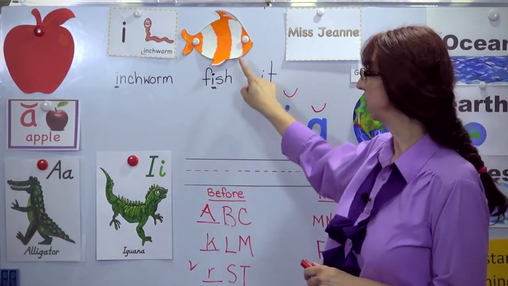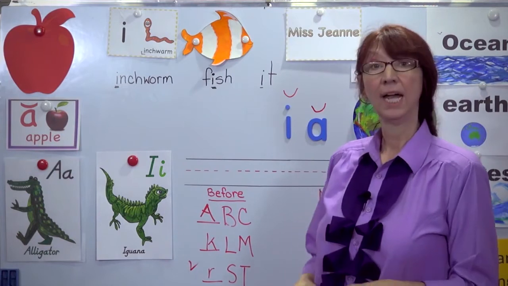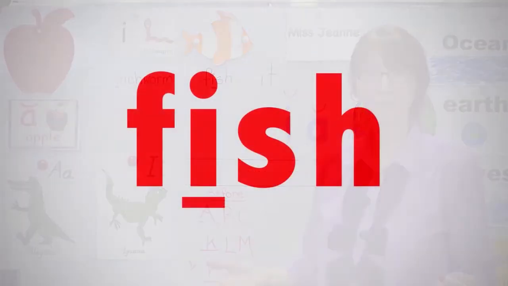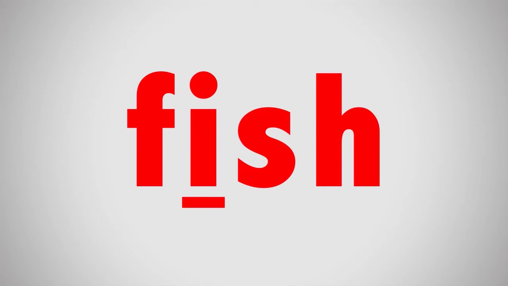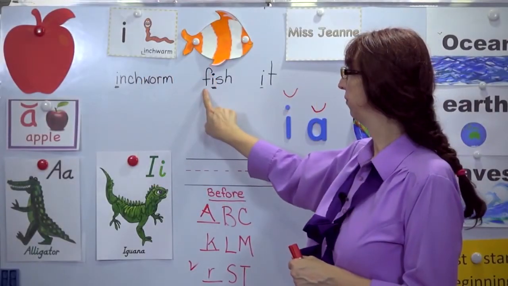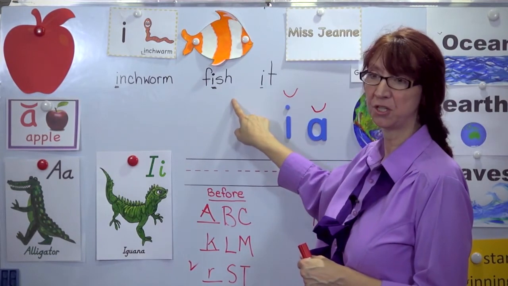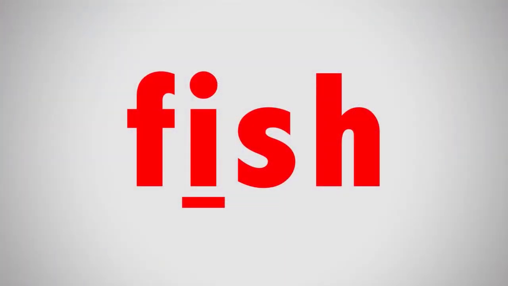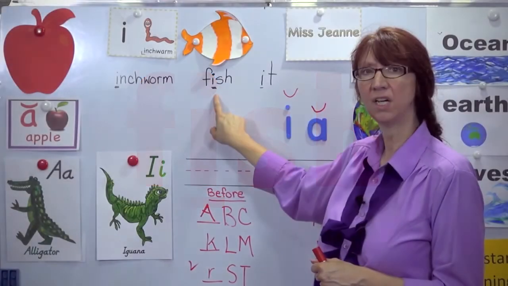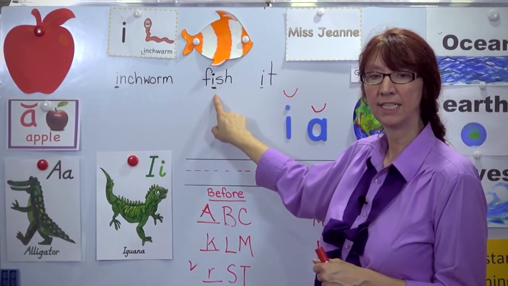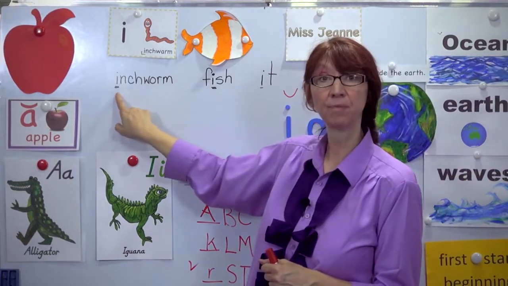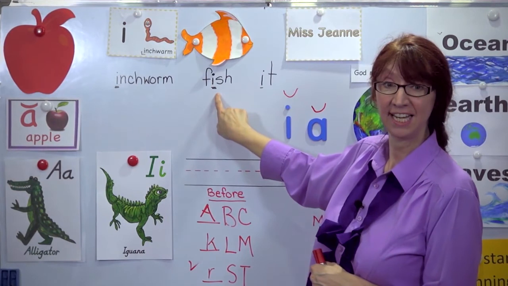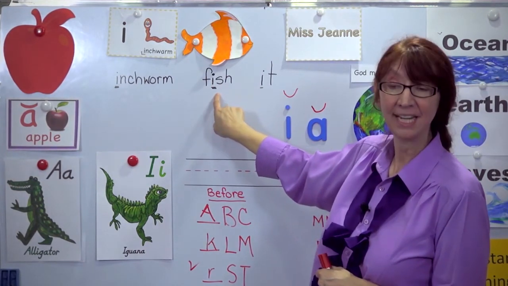There is this creature that lives in the ocean, and he's a fish. Let's listen. Fish. Very good. Where's the I when I say fish? Is it at the beginning like inchworm? No. Where is it, Andreas? In the middle.